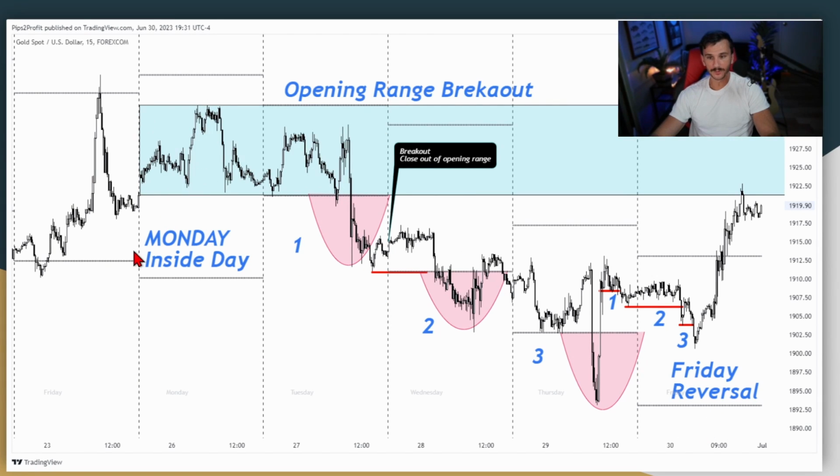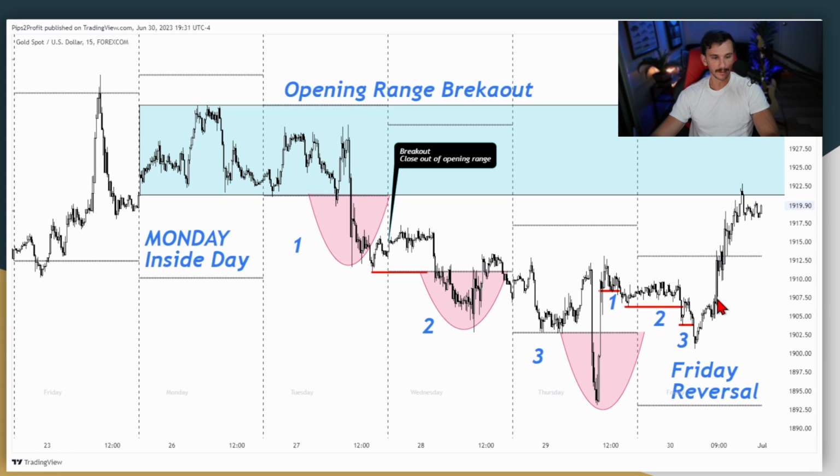We have the opening range, which was also known as inside day. Breakout 1, breakout 2, breakout 3. This was Thursday, so we have 3 breakouts coming into a Friday, and they drop it down 1 level, they drop it down a 2nd level, and a 3rd.